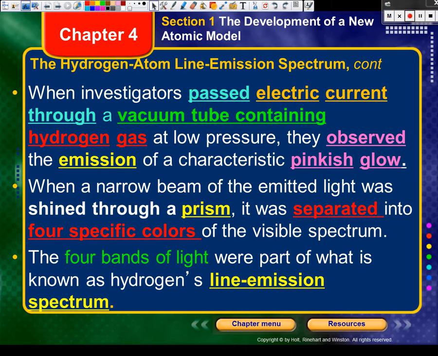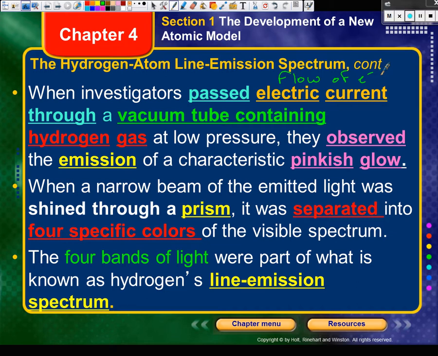Now, what is an electric current? It is nothing more than the flow of electrons, okay? Through a vacuum tube. Now, when I say vacuum, I don't mean the Hoover that sucks dirt off the carpet. In a vacuum, what I mean is a container that contains nothing. All of the gas molecules, all of the particles that are in that tube have been sucked out. So literally there is nothingness in there. It's like the middle of space. There's no air, so you could not breathe.